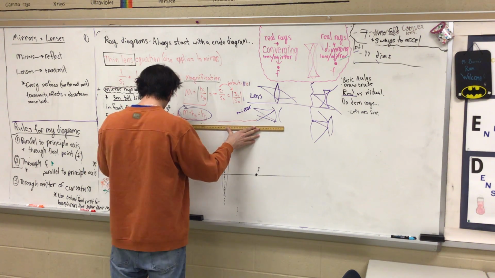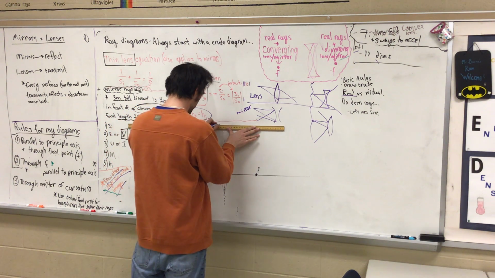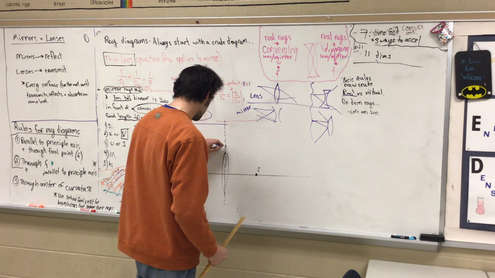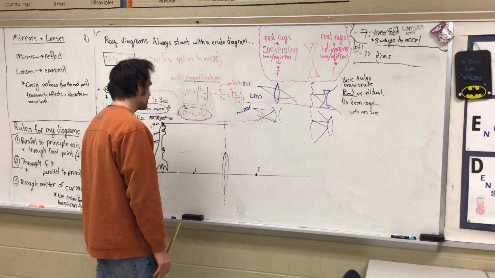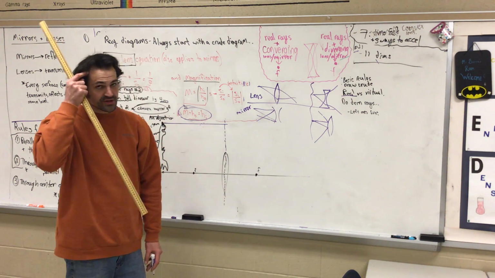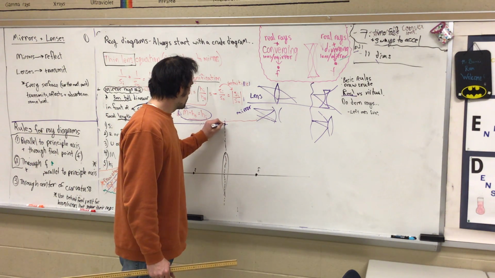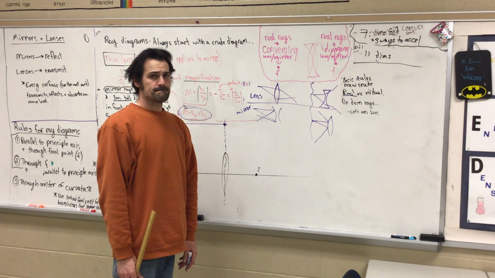Parallel to the principal axis. And I'm going to try to match my slightly askew principal axis. And through the focal point. This is where you need to think intuitively. If this is a convex mirror, which way is this ray naturally going to go? This way, this way, this way, or this way?